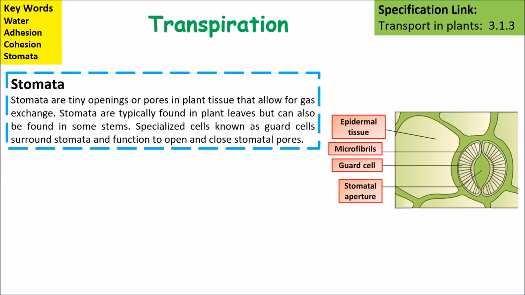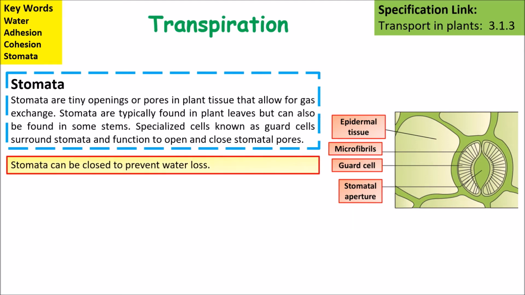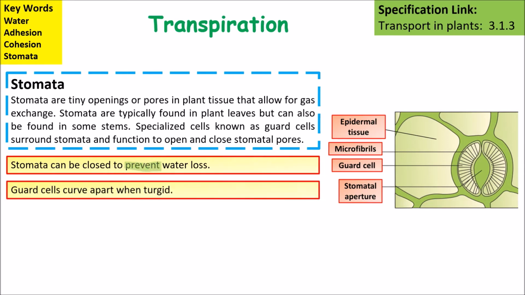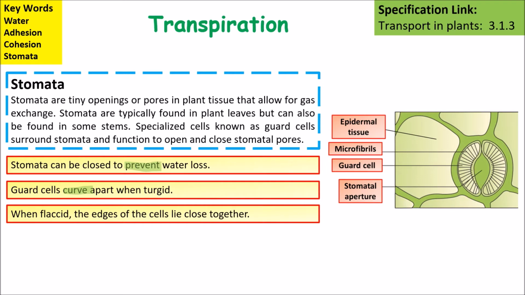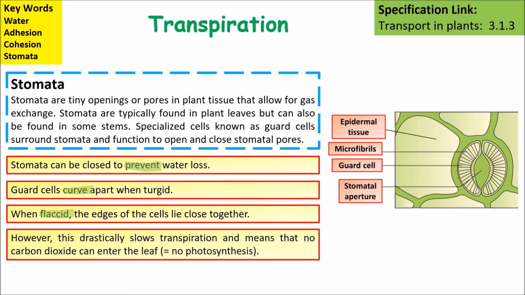Stomata are tiny openings or pores in a plant that allow for gas exchange. Stomata are typically found in plant leaves but can also be found on some stems. Specialized cells known as guard cells, like we said earlier, surround the stomata and open and close it. So the stomata can be opened and closed to prevent water loss. Guard cells can curve apart when turgid, so they're turgid when they're full of water. So when flaccid, the edges of these cells lie closer together. However, this drastically slows transpiration and means that no carbon dioxide can enter the leaves, so that will affect the rate of photosynthesis.